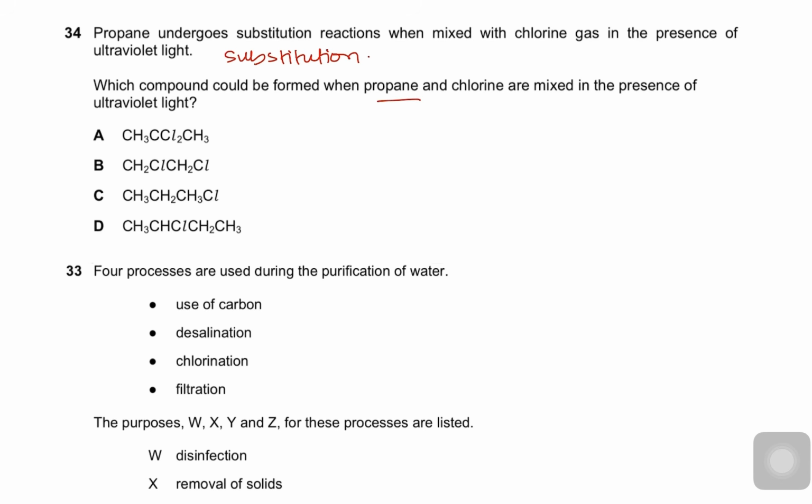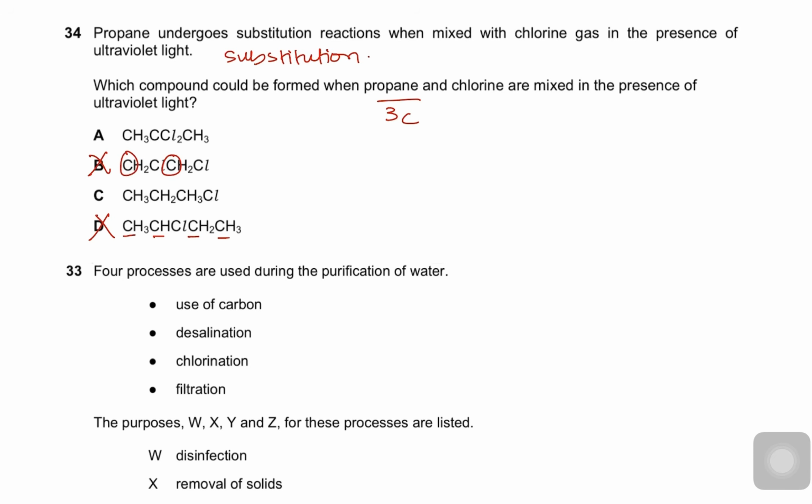So, propane means 3 carbons. Option A has 3 carbons, option B has only 2 carbons, you can see. So option B is wrong. Option C has 3 carbons, but option D again has 4 carbons. 1, 2, 3, 4. So option D is also wrong. Now within option A and C we have to find out.